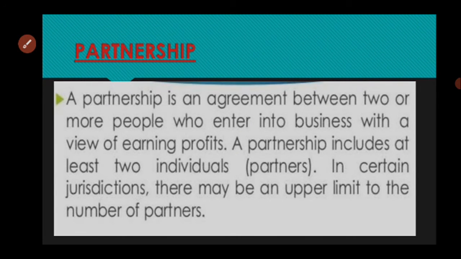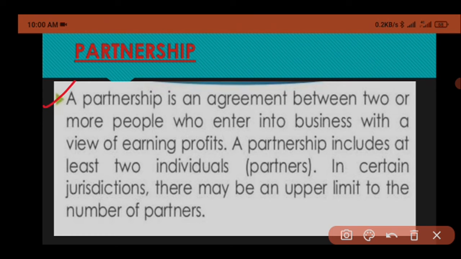Our next topic is partnership. If some business is done by two or more partners or two or more persons, that is called partnership. Let us see what it is. A partnership is an agreement between two or more people who enter into a business with a view of earning profits. A partnership includes at least two individuals or two partners. In certain jurisdictions, there may be an upper limit to the number of partners. Lower limit is minimum 2, and upper limit depends upon the partners or the members.